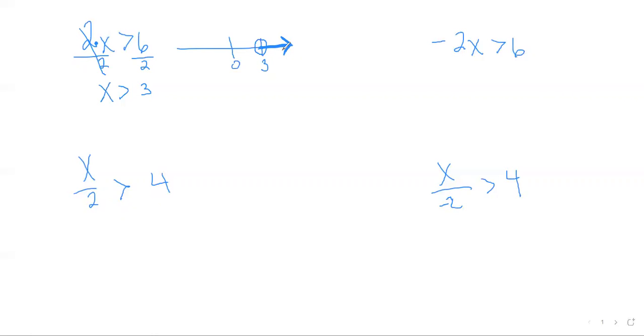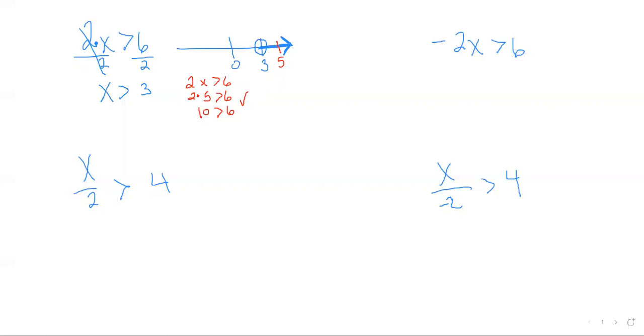So I'm going to choose a value to the right to check myself. Let me get a different color real quick to check. So I'm going to grab 5. I'm going to use 5 to check my answer. I'm going to take the original inequality, 2x is greater than 6, and substitute in a 5. Is 10 greater than 6? Yes, it is. So that checked out.